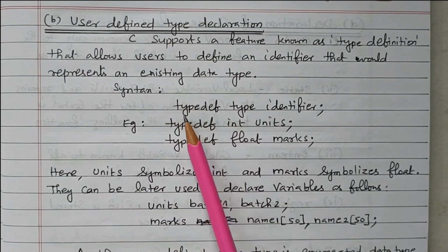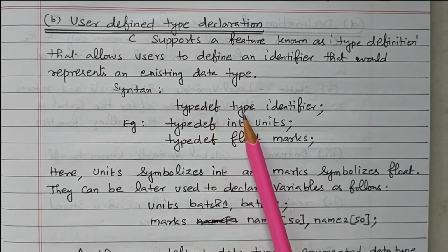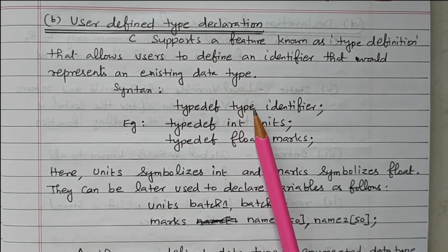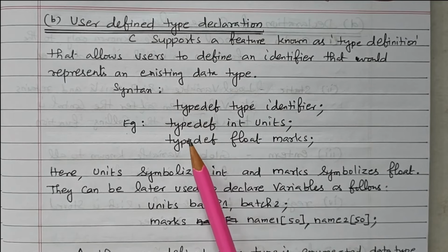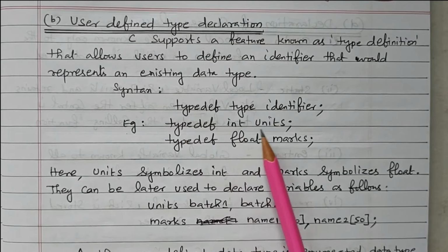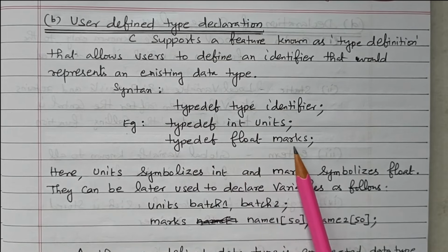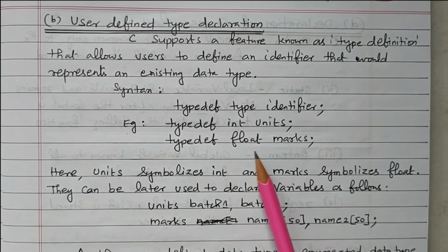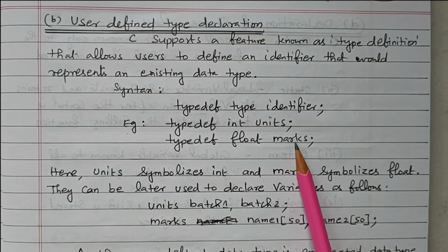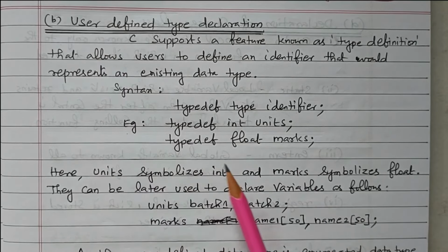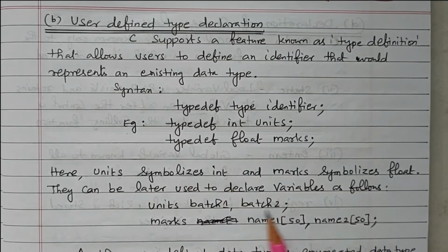So the first one is the typedef. Typedef type identifier. The type is the available, already existing data, and the identifier is the derived data. Example, typedef int units. So units is declared as integer type. Similarly, typedef float marks. So marks is declared as float. From that we can go for user defined data type. We'll see the example. Here units symbolizes integer and marks symbolizes float.